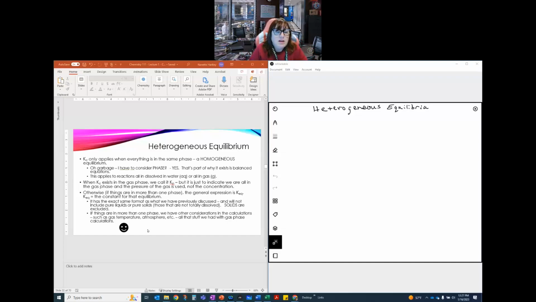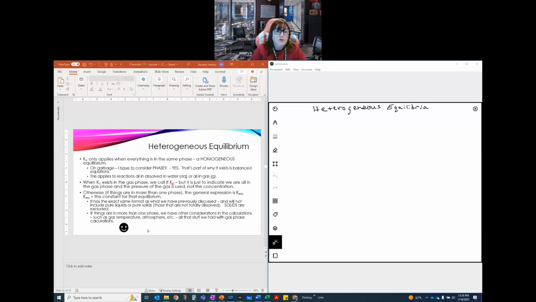Now, this applies to anything where the reactants are dissolved in water or all in the gas phase. Okay, so Kc applies there. When Kc exists in the gas phase, however, we can call it Kp. All right, Kp stands for pressure constant. It's just used to indicate that we're all in the gas phase, and the pressure of the gas is used, not the concentration. So Kc is for concentration. So everything should be in molarity. Kp is for gases, where we're talking about the pressure of the gas.